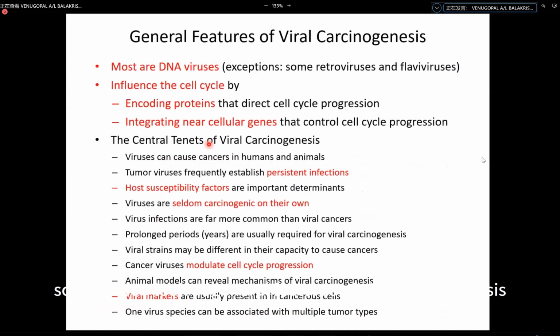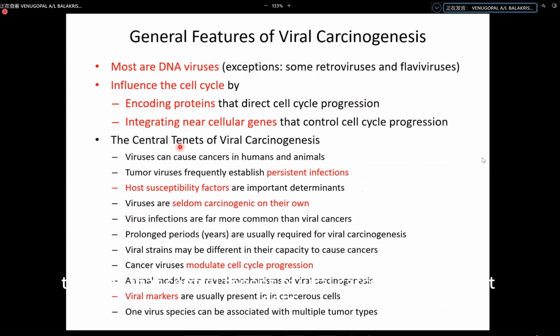So when you look at general features of viral carcinogenesis, mostly they are DNA viruses, with the exception of some retroviruses and flaviviruses, which are RNA viruses. They influence the cell cycle because they want to make sure the cell keeps on proliferating. That is why all these viruses encode proteins that direct cell cycle progression. It makes sure the cell is continuously going through the cell cycle. They do not stop for interphase and let the cell mature. So, integrating near cellular genes that control cell cycle progression.